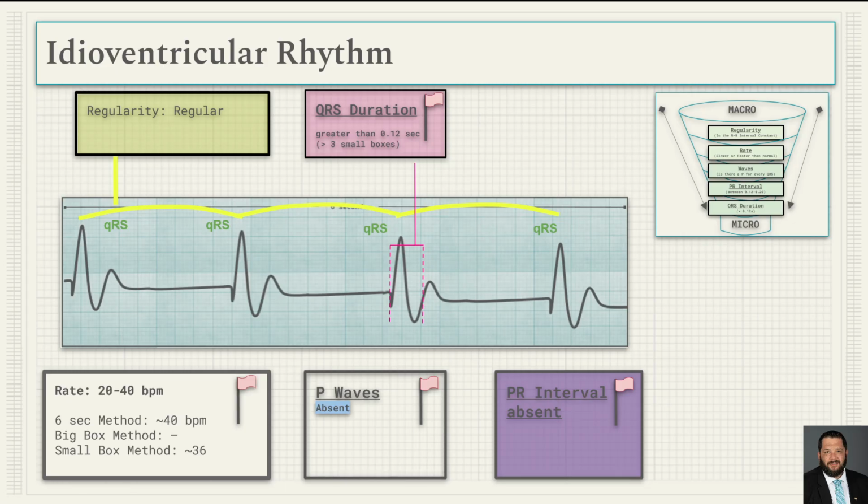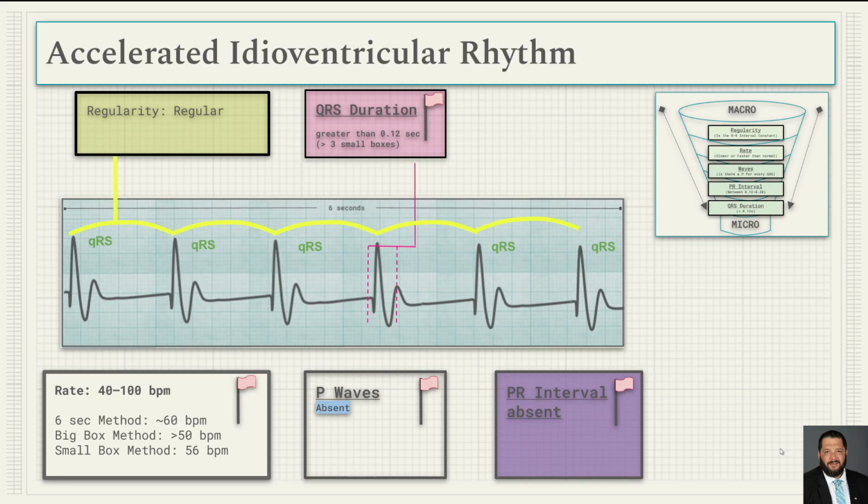Moving into our waves, are there P waves? There are not. Therefore, we can't assess the P wave shape, we can't assess the P to QRS ratio, or the PR interval, so we'll put a flag in each of those three. Looking at our QRS duration, we are significantly greater than 0.12 seconds. This is the classic idioventricular rhythm, a rate between 20 and 40 with a wide QRS complex and no P waves present.